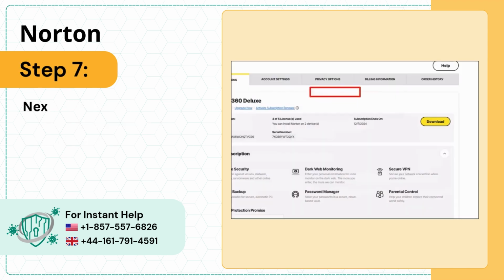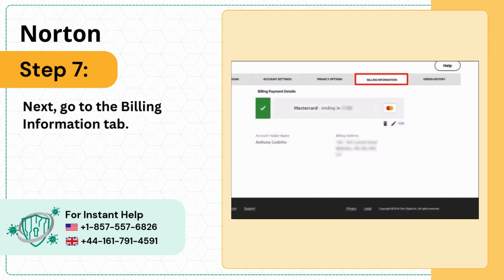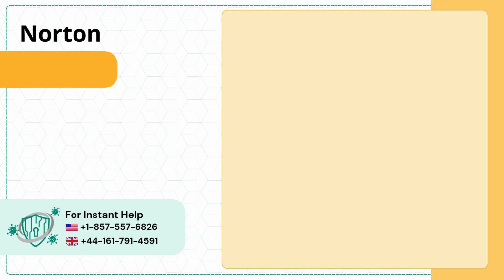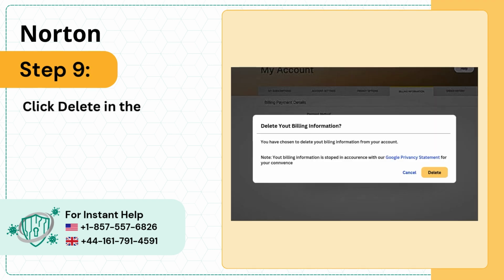Step 7. Next, go to the Billing Information tab. Step 8. Click the trash icon to delete your billing details. Step 9. Click Delete in the prompt to proceed.